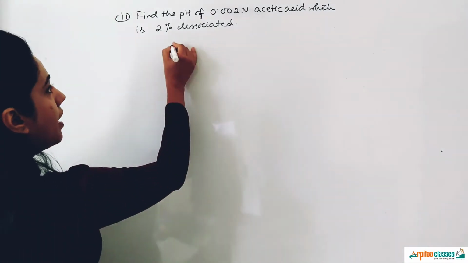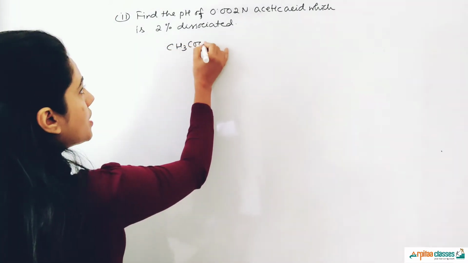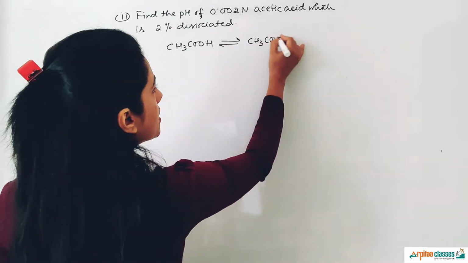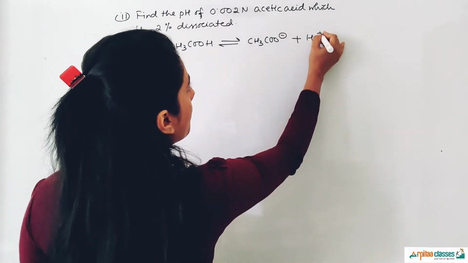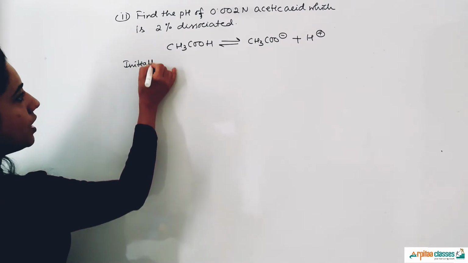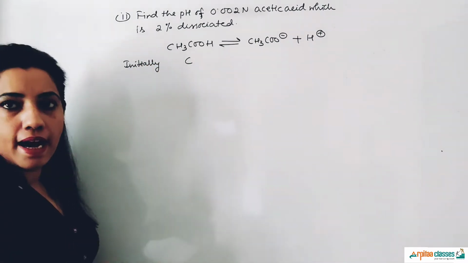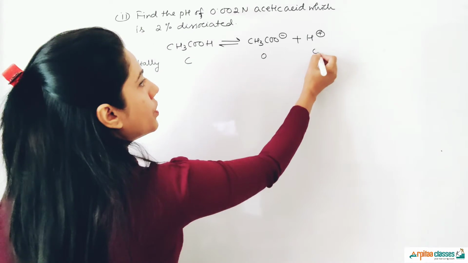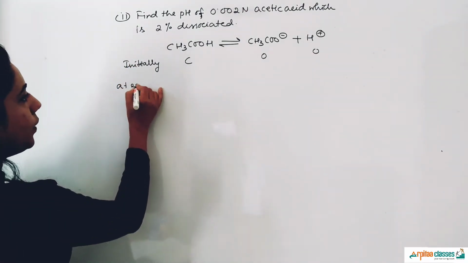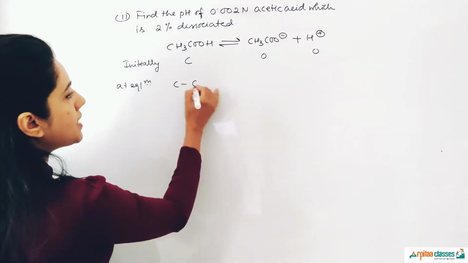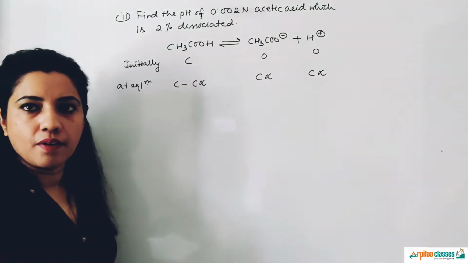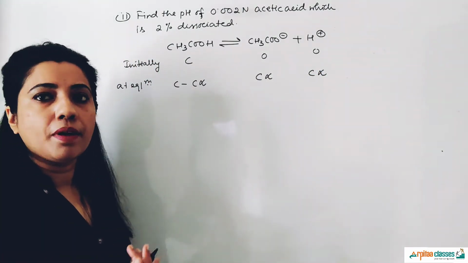Let us say our acid is acetic acid, CH3COOH, which is a weak acid. So it will dissociate to give you CH3COO minus and H plus. Consider initially we have C molar acetic acid. So this is 0, this is 0. Alpha is the degree of dissociation. So at equilibrium, this will remain C minus C alpha. This will be formed C alpha and this will be formed C alpha. From here we can get the equilibrium constant.